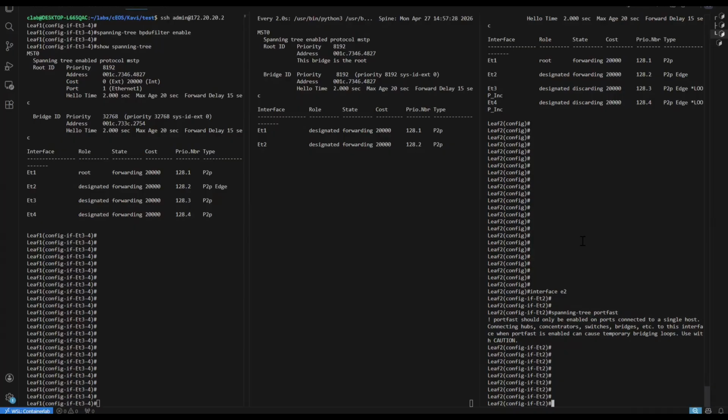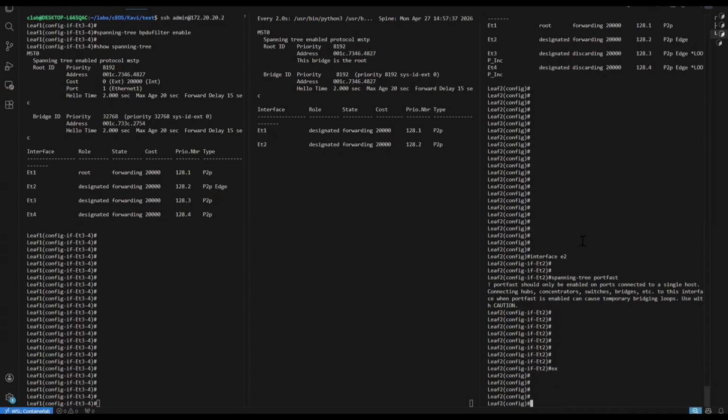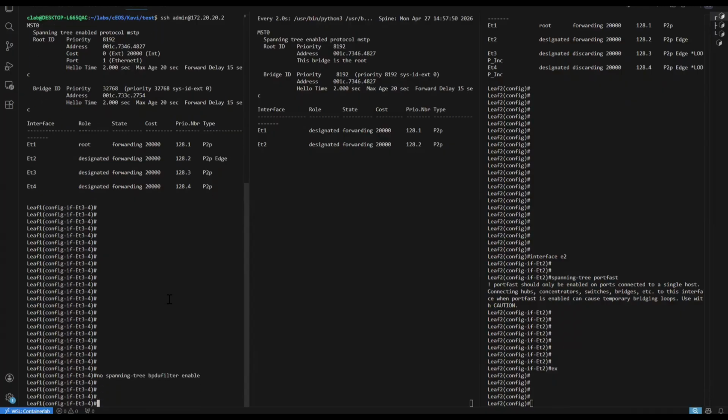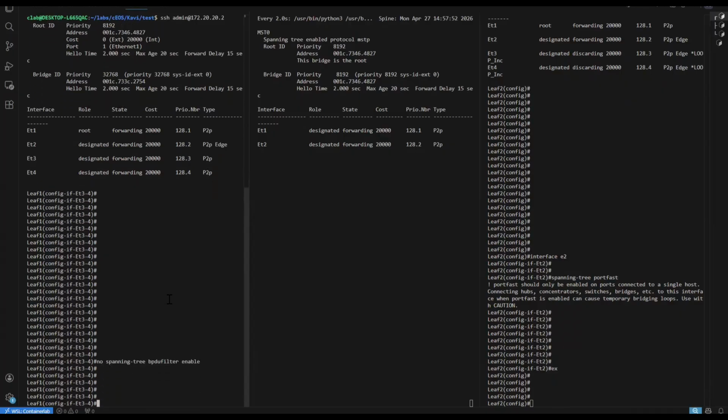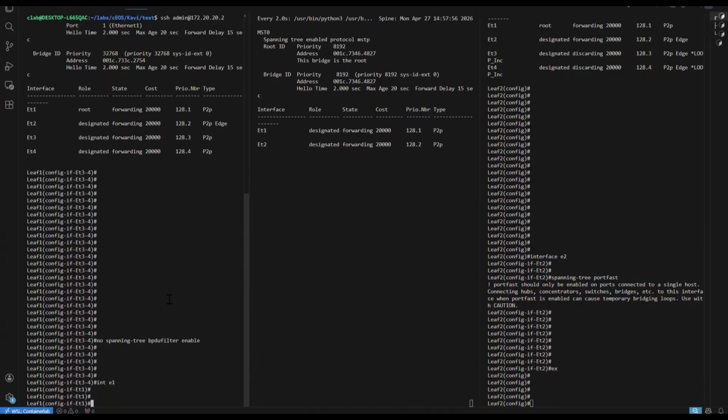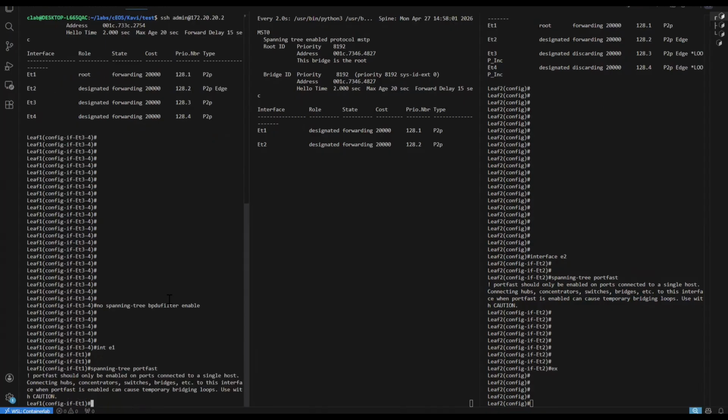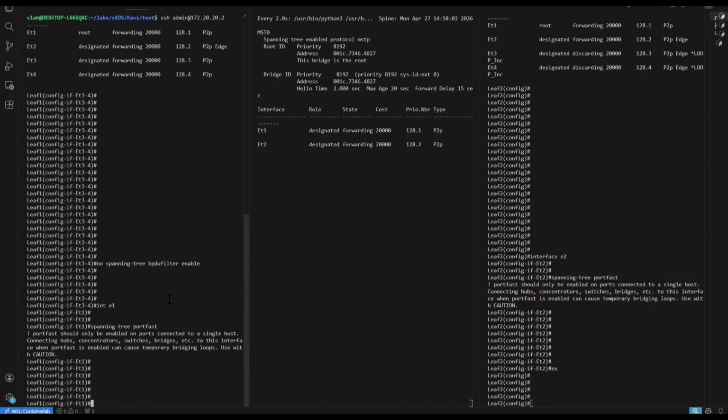So this is a virtual lab, so I cannot reboot any interface. But what I can do is, let me do something like this. Let me do interface Ethernet 1. First, let me remove the configuration here. BPDU filter, okay, I disabled BPDU filter. Interface Ethernet 1, spanning tree port fast. So port fast is enabled here.